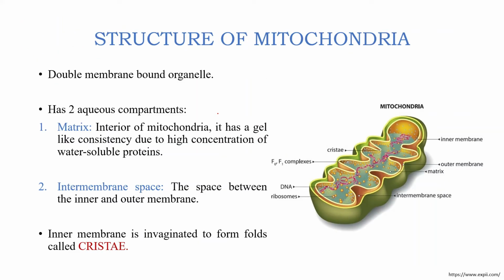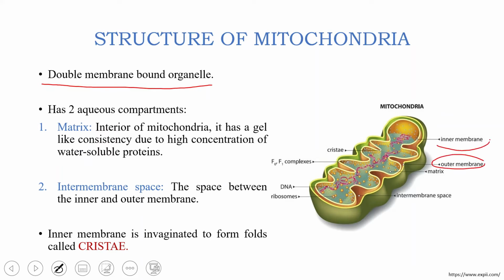Coming to the structure of mitochondria. Mitochondria is a double membrane organelle. So here in the figure you can see it has an outer membrane and it has an inner membrane. And the space between the two membranes is called the intermembrane space. Now, mitochondria has two aqueous compartments. One is the matrix, similar to the structure of chloroplast. Here also in mitochondria you have an intermembrane space which is fluid filled, and you also have the matrix which is fluid filled. So two aqueous compartments are there, the matrix and the intermembrane space.